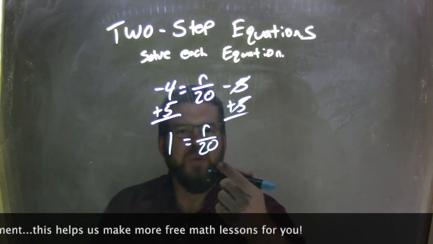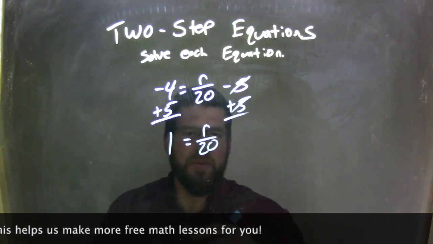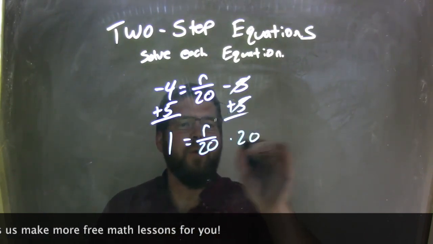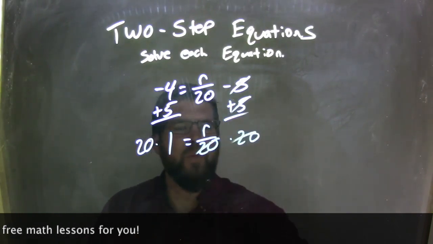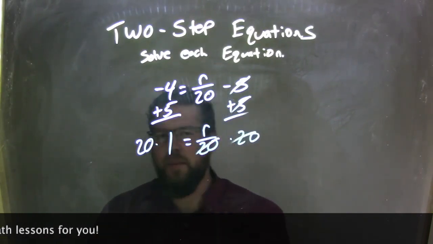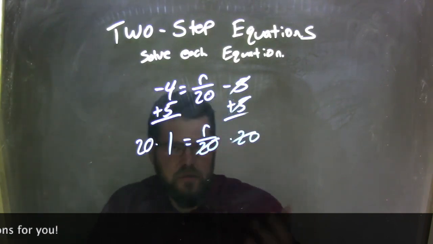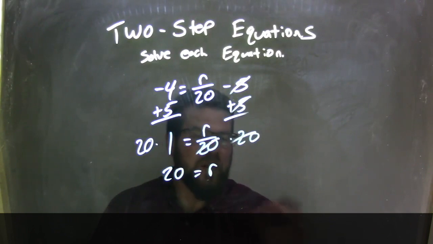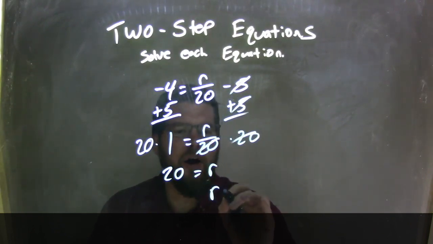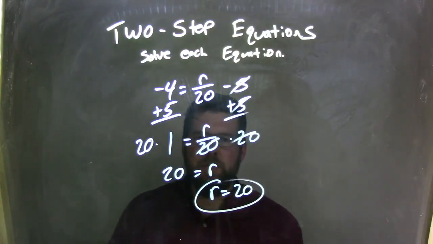Well, I'm dividing by 20, so opposite of division now is multiplication. So I'm going to multiply by 20 to both sides. By doing so, it cancels out the 20's here on the right, and now I have 20 times 1. Well, 20 times 1 is easy, 20. So 20 equals r. So let's rewrite this to make it look nicer. And r comes first, so r equals 20. And that is my final answer.